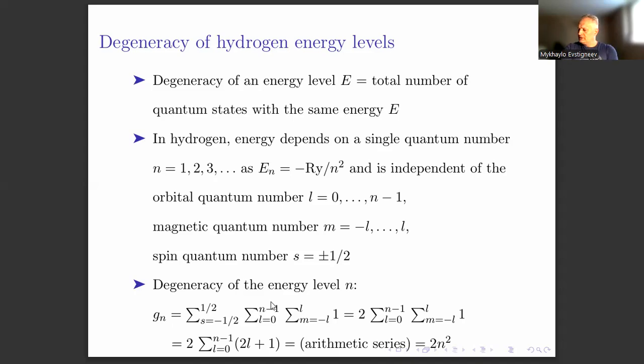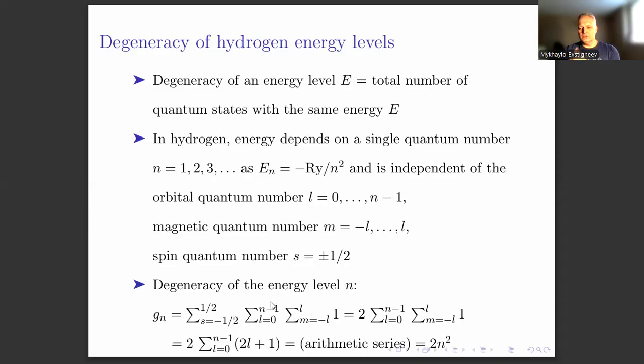The quantum states of an electron in hydrogen are characterized by 3 quantum numbers, actually 4 quantum numbers now, which are the principal quantum number n, the orbital quantum number L, the magnetic quantum number m, and the spin quantum number s. So the electron can be either spin up or spin down.